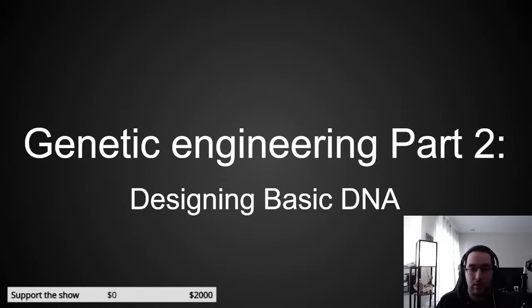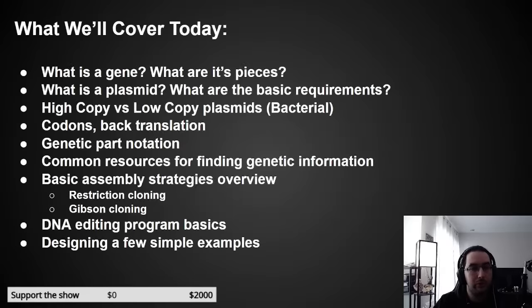Today we're going to be talking about designing DNA. So let's go through it. This is what we're going to cover today. What is a gene? What are its pieces? What is a plasmid? What are its basic requirements? High copy versus low copy plasmids, codons, back translation, genetic part notation. You can see the slide. I'm not going to read the whole thing, but basically, it's going to go through as much of this stuff as we can.